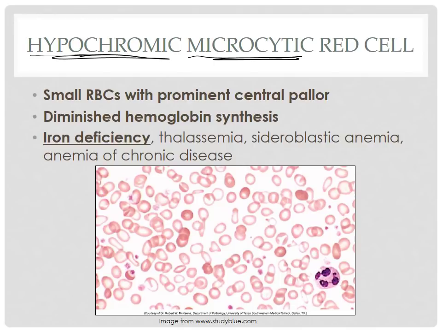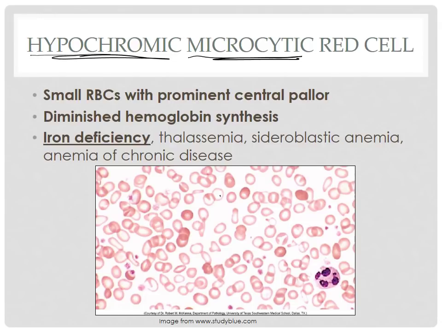Hypochromic microcytic red cells are due to problems with hemoglobin synthesis, specifically diminished functioning of hemoglobin synthesis. If you're seeing an anemia that is hypochromic microcytic, the first thing you should be considering is iron deficiency. That is the most common reason for this type of anemia. There are some other considerations: thalassemia, sideroblastic anemias, and anemias of chronic disease, and we'll be discussing how to differentiate these in later slides.